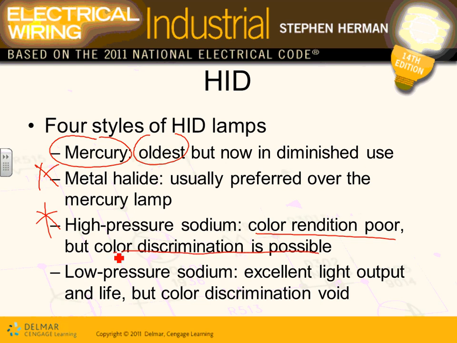The last one is low pressure sodium. I don't know if you guys remember talking about this one a long time ago. It has an excellent output of lumens per watt. The problem with this one is that it's hard to discriminate between colors. So you might not be able to see your car in the parking lot. Any comments, guys? Any questions? I know this is a review of what we did in the fall, if you remember when we talked about these different types of lamps.